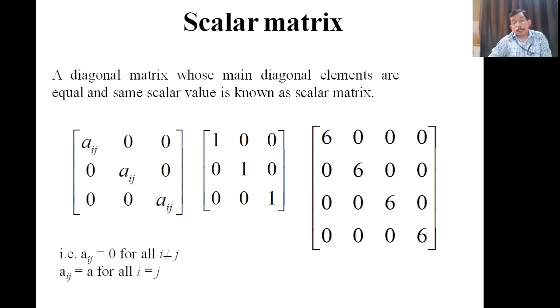In the second example, the main diagonal elements are 6, 6, 6 and the non-diagonal elements are 0, so this is an example of a scalar matrix. The main point is that when the diagonal elements are equal and the same, and the non-diagonal elements are 0, it is known as a scalar matrix.